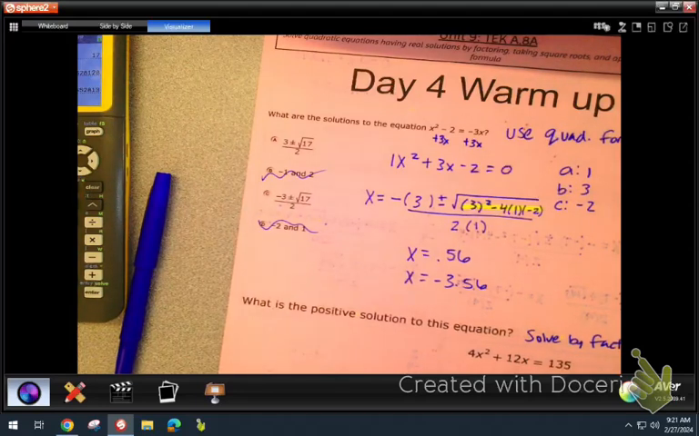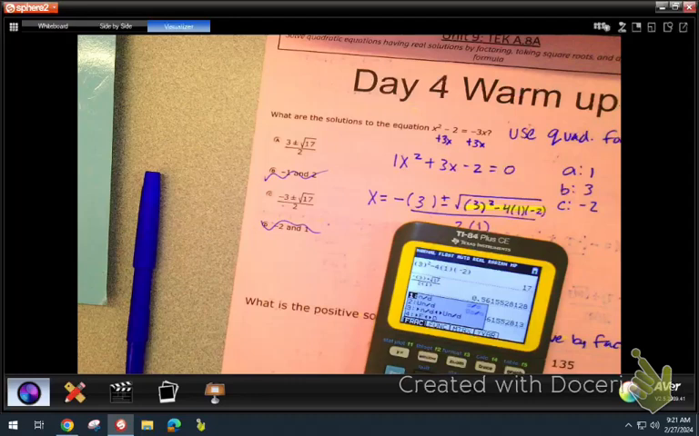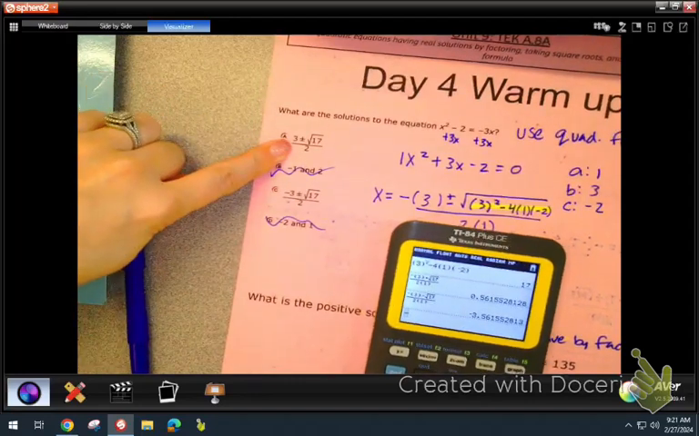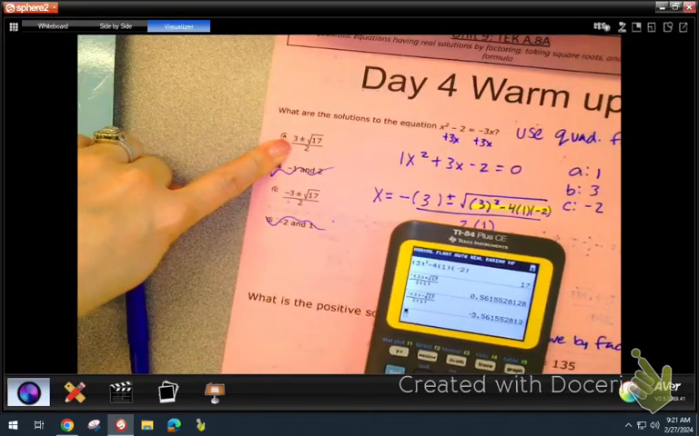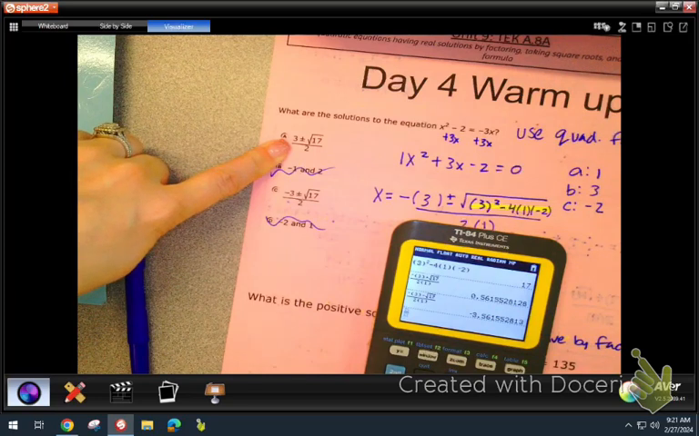So if you're unsure which one matches, what should you do? Just put them in. Just put it in the calculator. Tell me exactly what you typed. For A, what would you type? Just look at the paper. I didn't write it down. I just kind of wrote it exactly how it is.